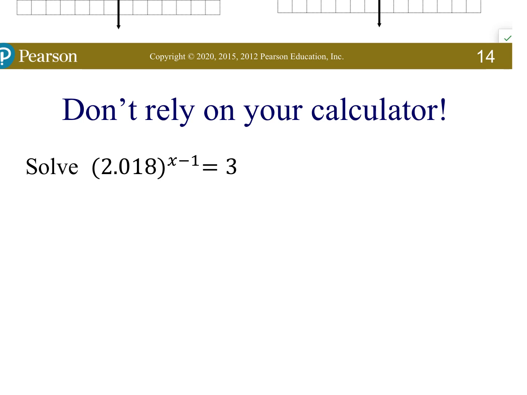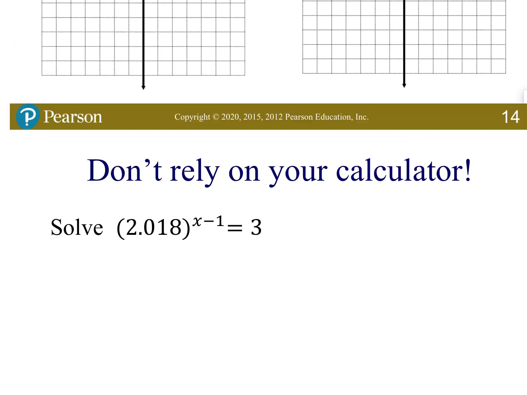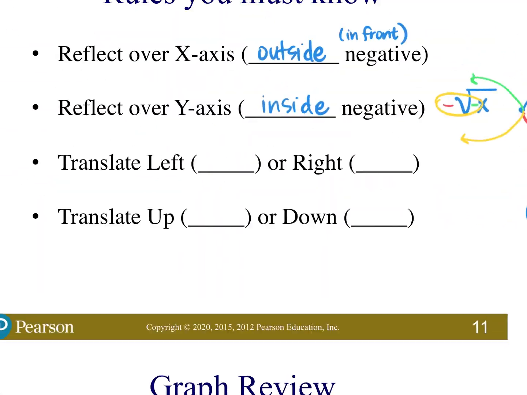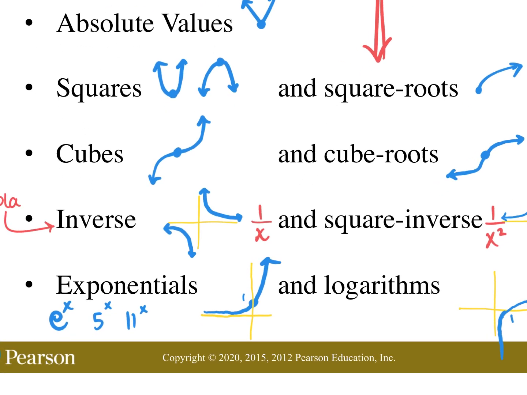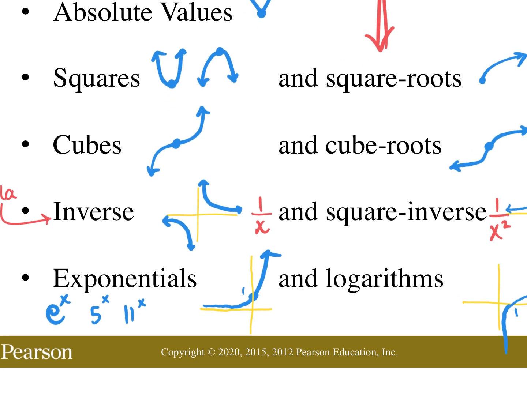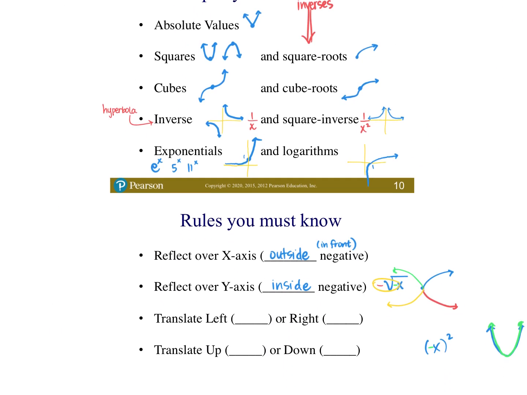Okay, what kind of an equation is this? So Nathan asked about this earlier. Since the x is up there, what's the name of this equation? Exponential. When you're solving something, you always want to do the inverse. Exponentials and logarithms are the inverse of each other. So if the problem is an exponential, you're going to do a logarithm.